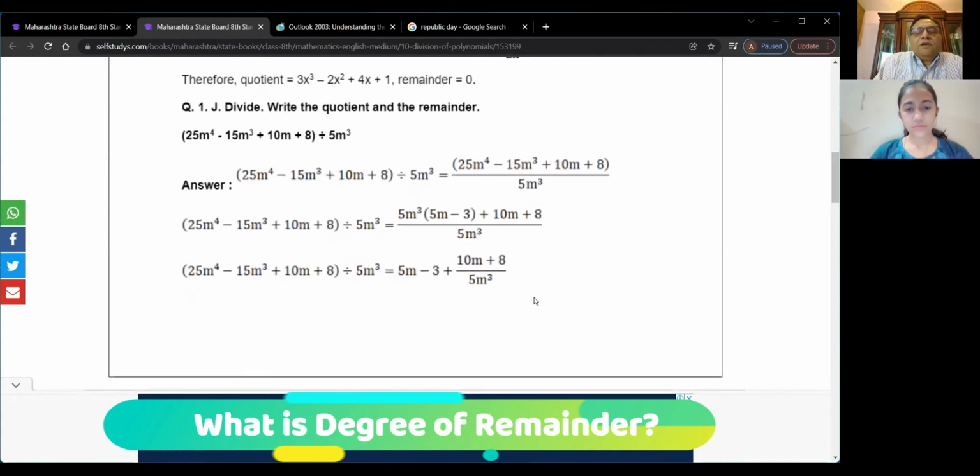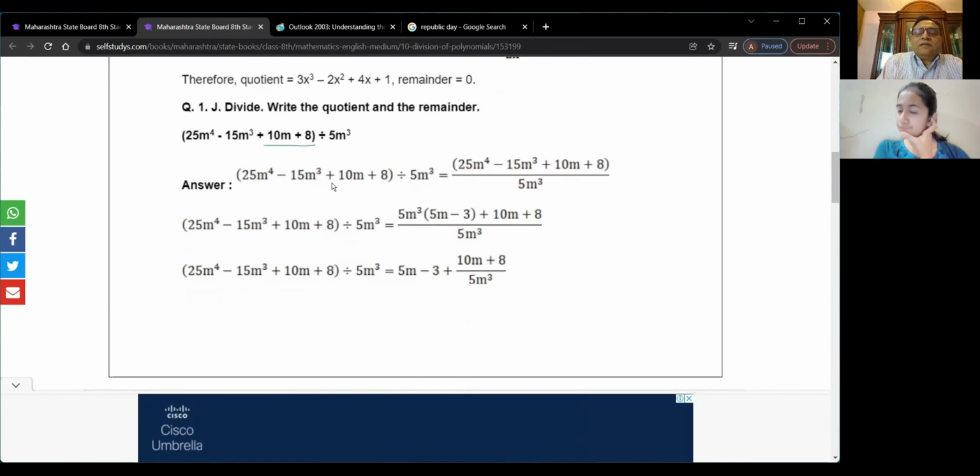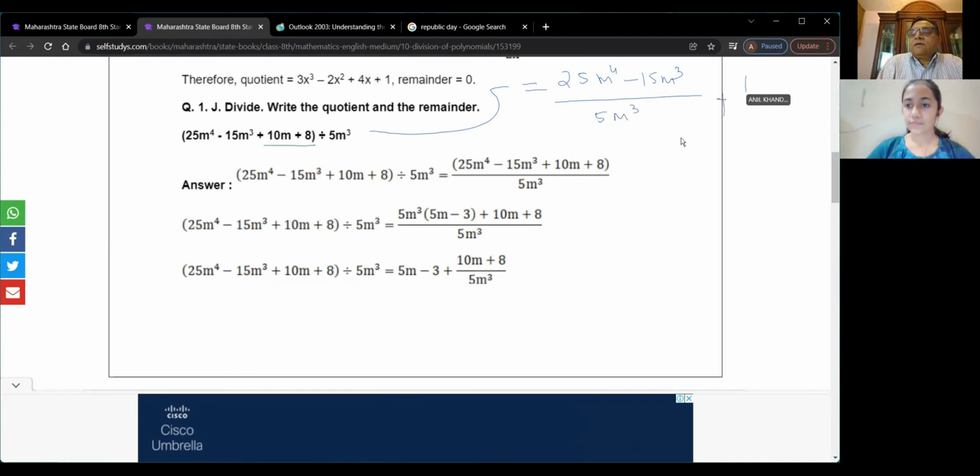Wait. Now when you have 5m cube as a divisor, where will you start dividing? At this stage, correct? Yes. Other numbers you can divide, correct? So straight away, how should you write this? You will write this question as equal to 25m to the power of 4 minus 15m cube divided by 5m cube, right? Yes. And then we have plus 10m plus 8 divided by 5m cube.